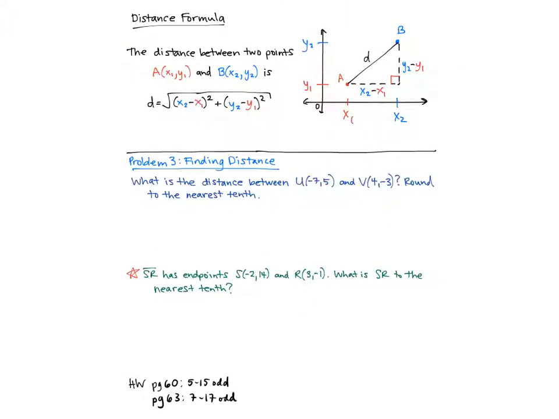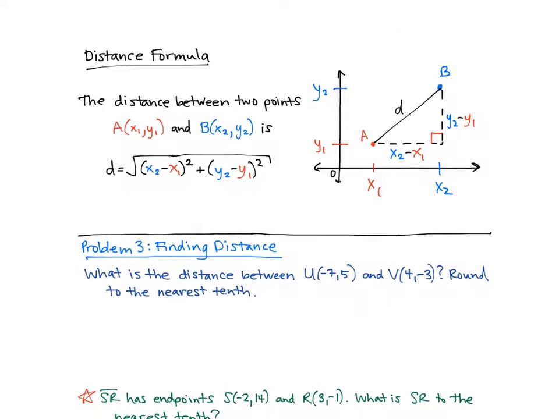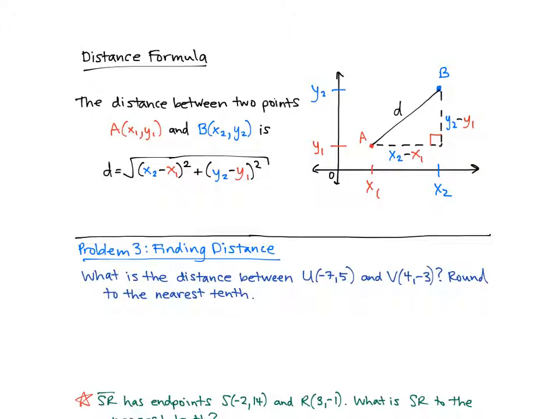Okay, last slide, the distance formula. So the distance formula is going to give the distance between 2 points on a coordinate plane. If we have one endpoint here and the other endpoint, we'll call the first endpoint (x1, y1), and we'll call the second endpoint (x2, y2). The distance is going to be this length here.